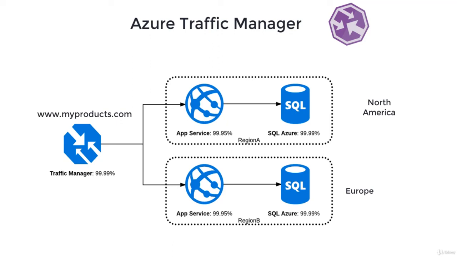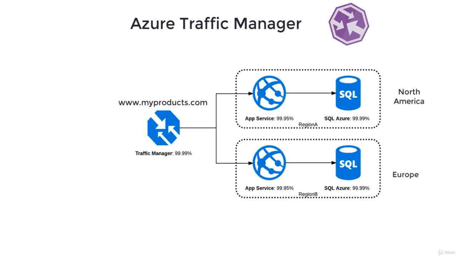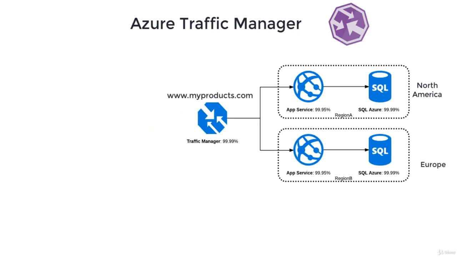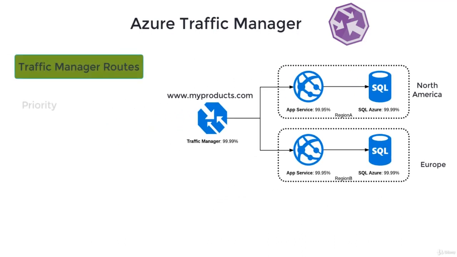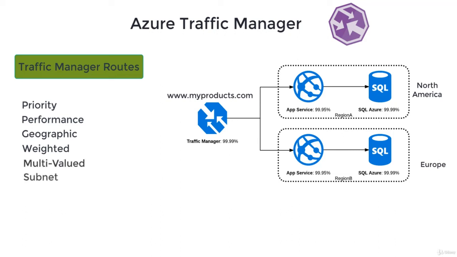It's important to understand the different routing methods that Traffic Manager uses. So in the next lessons, we'll be covering the four basic routing methods: priority, performance, geographic, and weighted. These methods can also be combined into what is known as nested Traffic Manager profiles. Azure has recently added two more routing methods, for example, multi-value and subnet routing methods. We'll talk about these one by one in the next lessons.